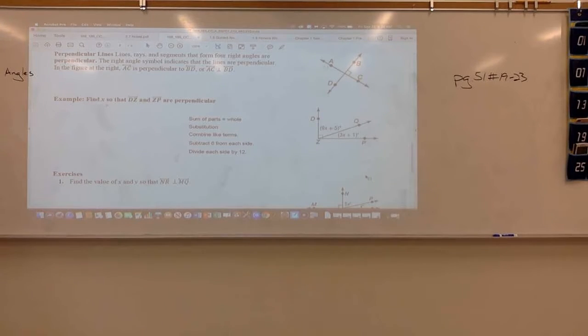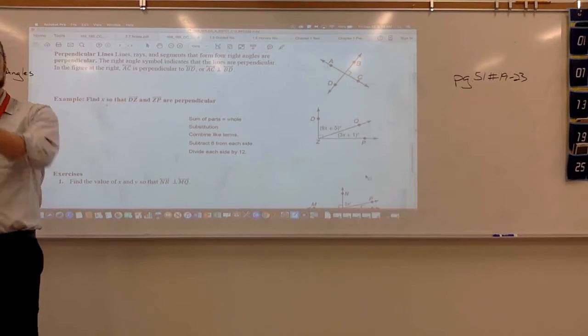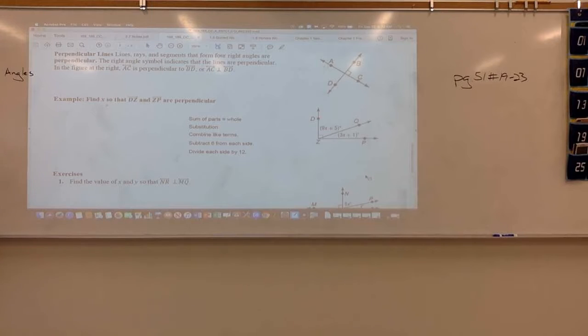So we said they're right across from each other when we have intersecting lines. So they're congruent. What that means when we're actually solving problems here is vertical angles are going to be equal to each other. So that's the key when we're going to be setting up equations here.